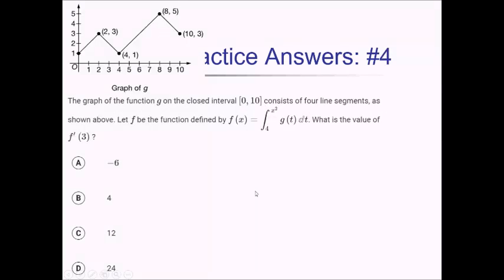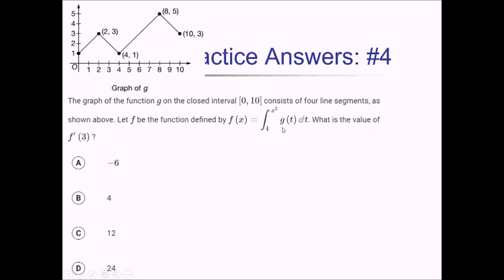On this one, we're given the graph of g on the interval from 0 to 10, and we're also given f, which equals the integral from 4 to x squared of g of t dt. So we want the value of f prime of 3. Well, it would help if we knew what f prime of x was. Since f equals this integral function, we're just going to have to take the derivative of this integral.